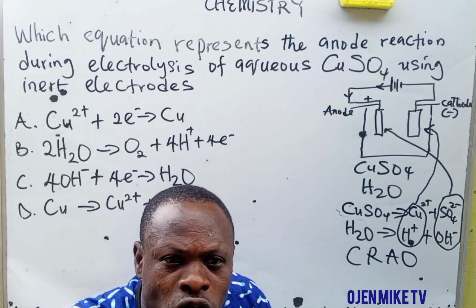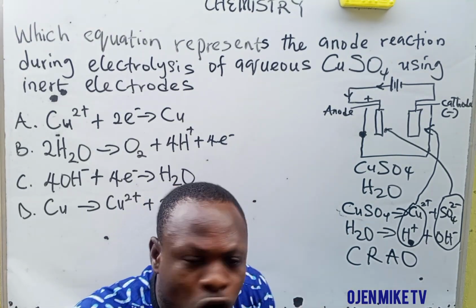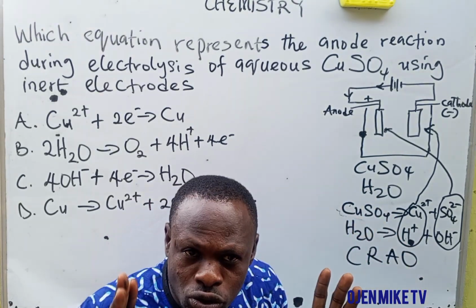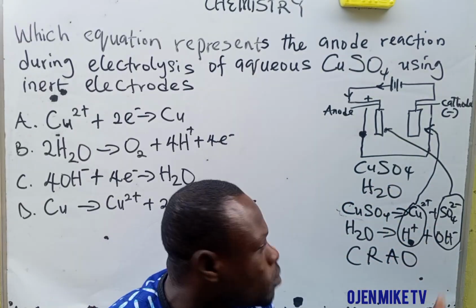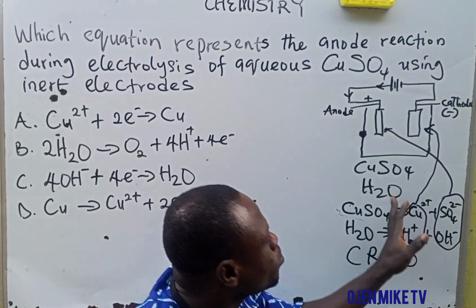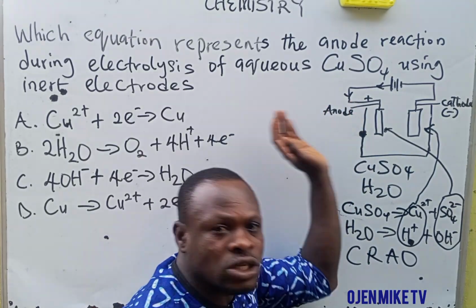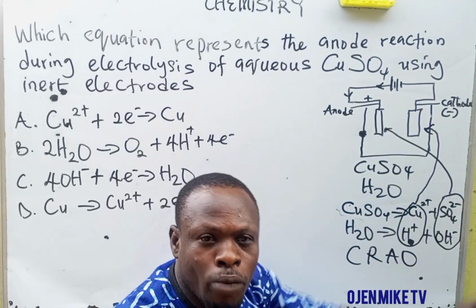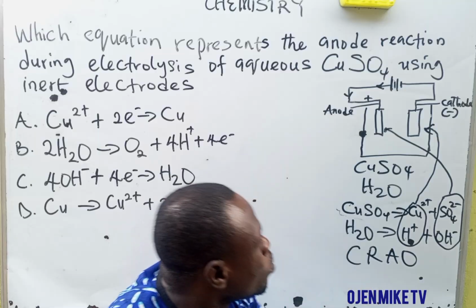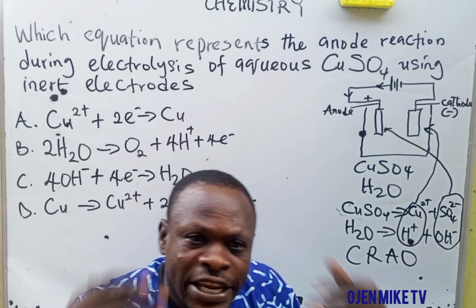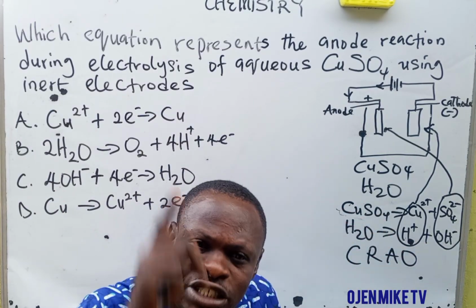One must be preferentially selected. If it is in the molten form, only two ions are produced. But since it is in aqueous form, there are two major ions produced on both sides. Two at the anode and two at the cathode. Two will migrate towards the anode and two will migrate towards the cathode. Now, one must be selected.